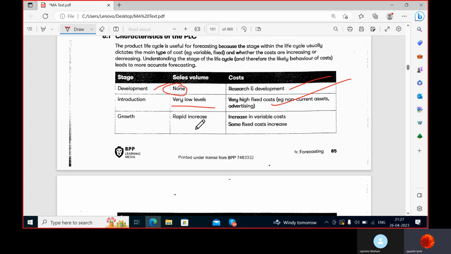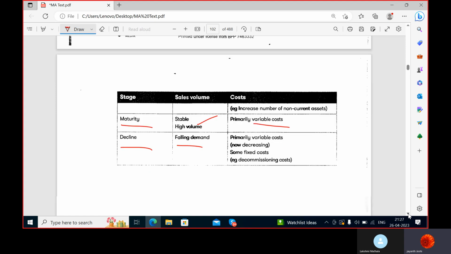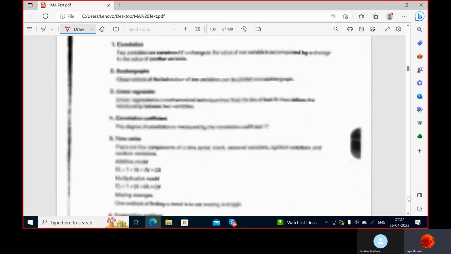Then growth, very rapid increase in sales volume, and it also increases your variable cost and some increase in the fixed cost. Correct or wrong? Then maturity stays stable or high volume of sales, and as your sales is increasing, your variable cost also will be high and fixed cost will be stable. In decline stage, the demand is falling, the variable cost will decrease and fixed cost will almost be the same. So this is the end of the chapter, Hamsika.